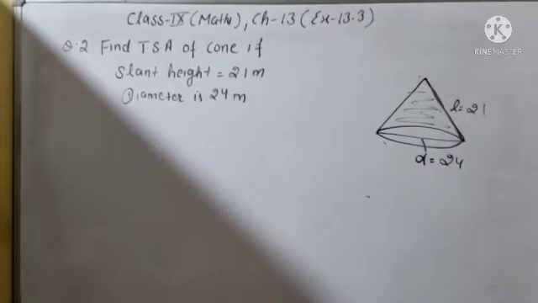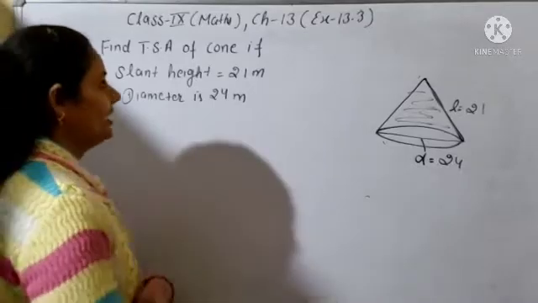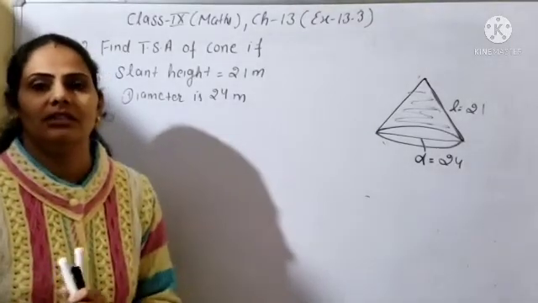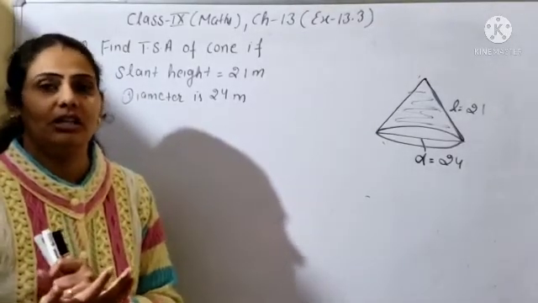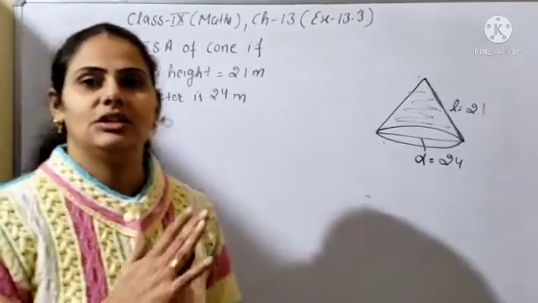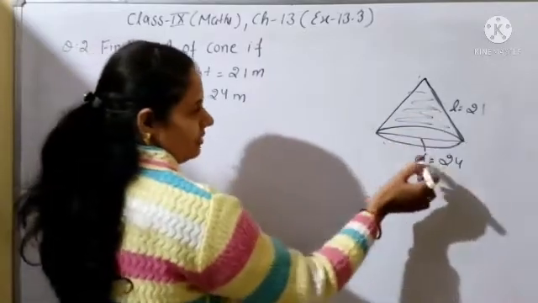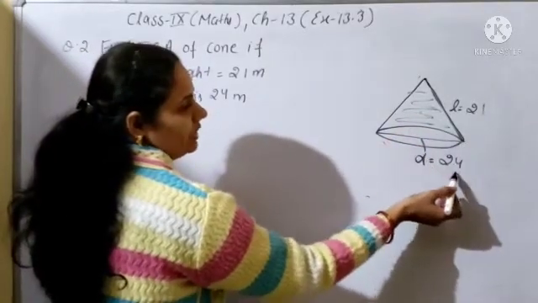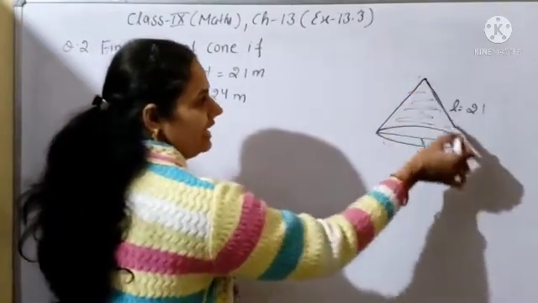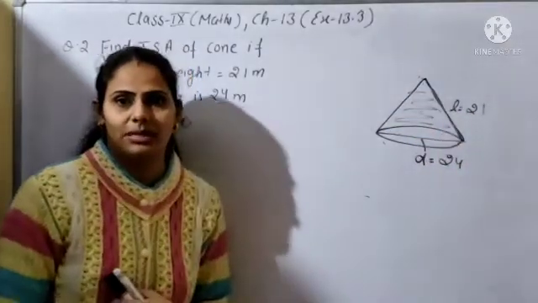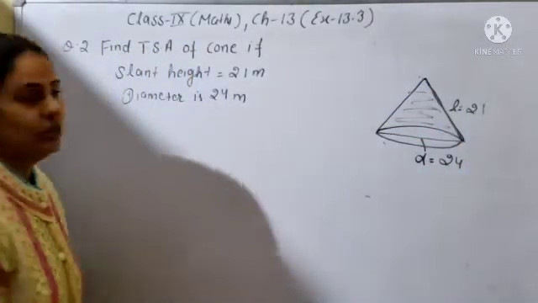Question number 2. Find the total surface area of the cone if the slant height is 21 meter and the diameter is 24 meter. In the first question you found the curved surface area, but here you will find out the total surface area. A circular cone is given whose diameter is 24 meter and the slant height L is equal to 21 meter. Clear?